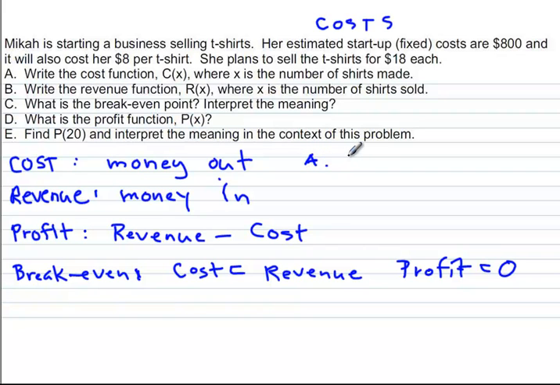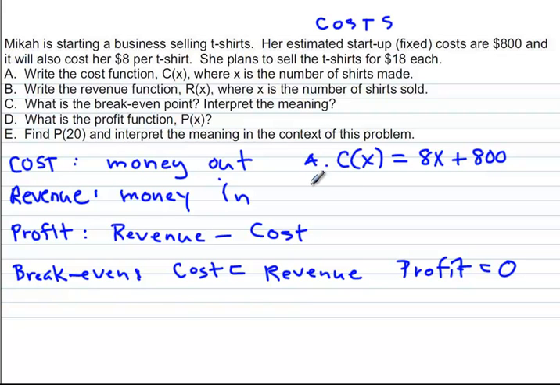The cost function is $8 per shirt plus $800 fixed. Your slope is 8, your rate of change is 8, meaning your costs are going up $8 for every shirt. And you've got a startup cost of $800. It's flat. It doesn't change based on the number of shirts.